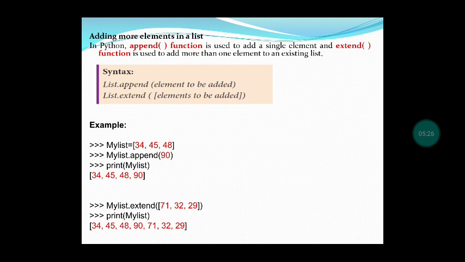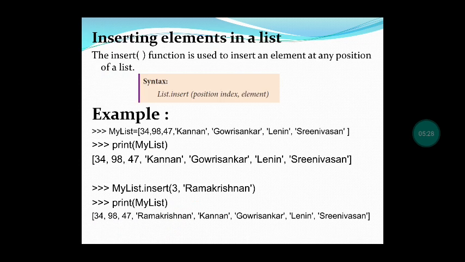Next, we will go for inserting elements in a list. For inserting elements in a list, we can use the insert function. Syntax is list dot insert of position index comma element. We have to mention the position of the index and we have to give the element.